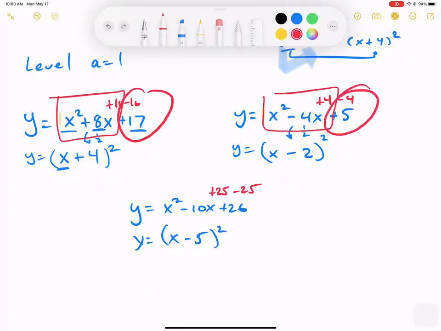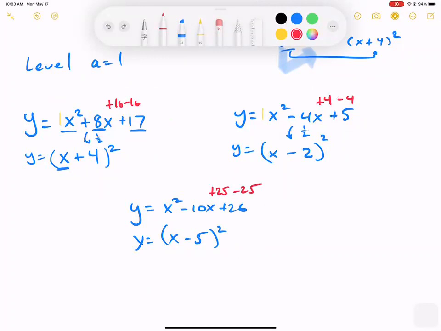If you ever had your mom tell you to clean up your room and you're in a rush, don't you just throw everything in the closet? You make it nice and pretty and you deal with the rest later. And that's what we're doing here with this completing the square. We're trying to get this perfect, nice, pretty square, and we'll pay the rest off next month.